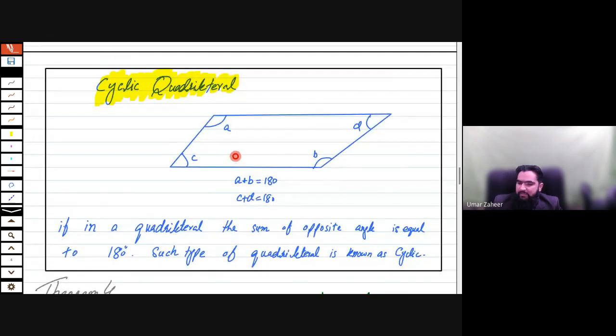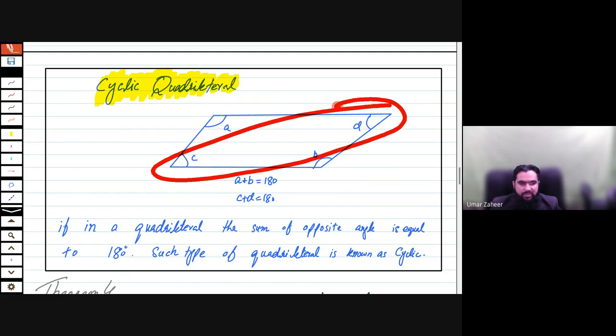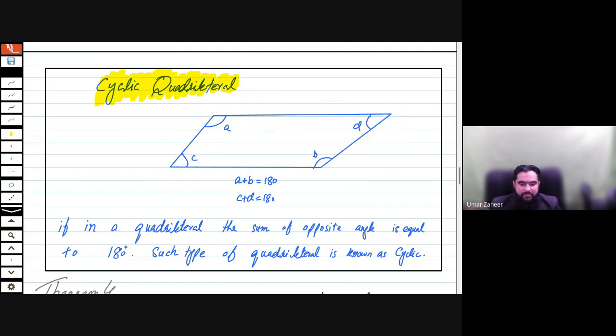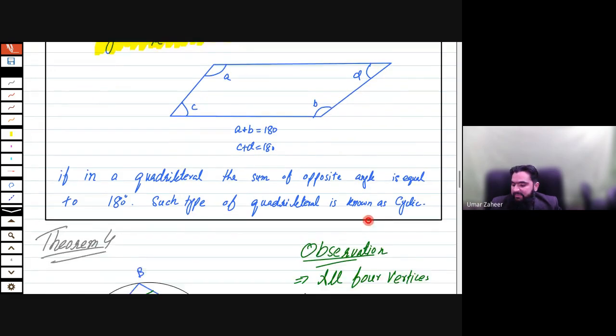Now, after that, we have to talk a little bit about the cyclic quadrilateral. A cyclic quadrilateral is a quadrilateral in which the sum of opposite angles is always equal to 180 degrees. A quadrilateral means a four-sided closed figure. The sum of these two opposite angles is 180, and the sum of these other two opposite angles is also 180. This type of quadrilateral is known as cyclic.